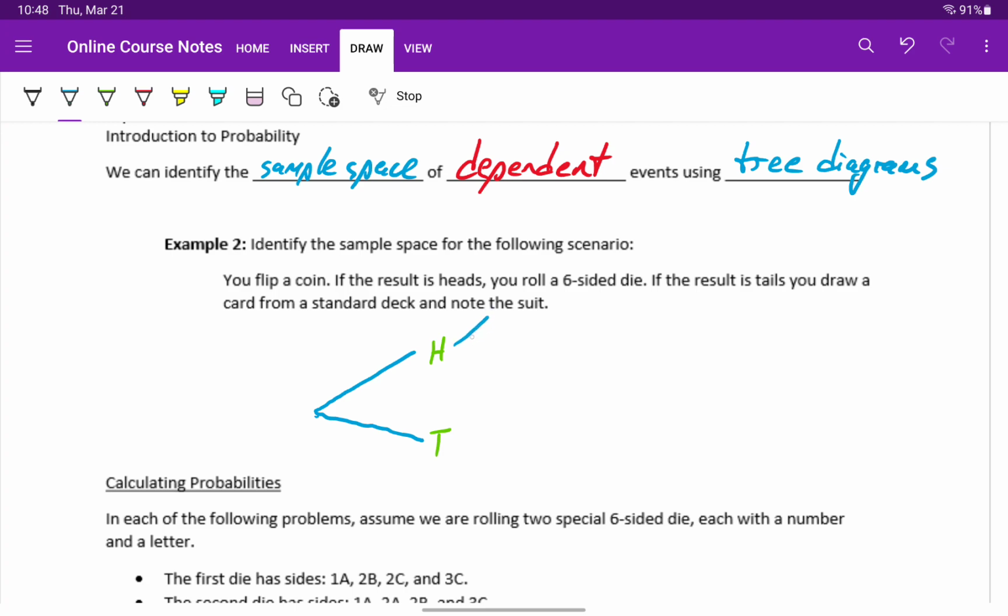If we flip heads, then we have 6 different possible outcomes, because we'll roll a fair six-sided die and record that value. If our coin flip comes up tails, then we have 4 different outcomes, because we'll draw a random card from a standard deck and note the suit. So we'll either get a card that's hearts, diamonds, spades, or clubs.